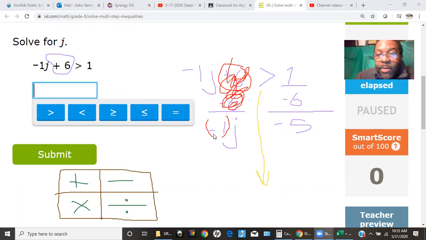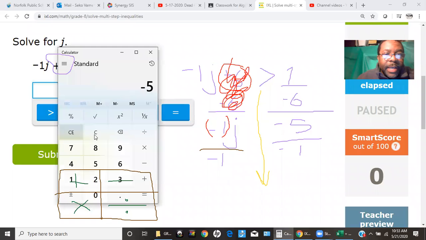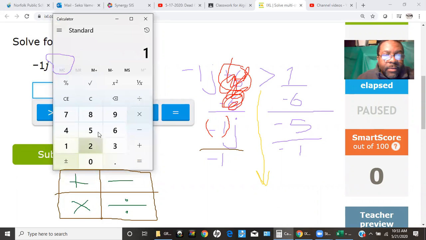So let's come back here. We actually have -1 multiplied by j, and the opposite of multiplication is division. So now we need to divide by -1 on both sides. -1 divided by -1, let's see what that turns out in the calculator. Oh, I'm sorry, I messed up. 1, then I make it negative. So -1 divided by -1 gives you 1.